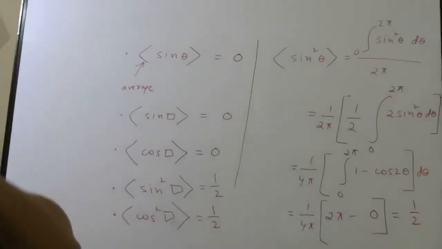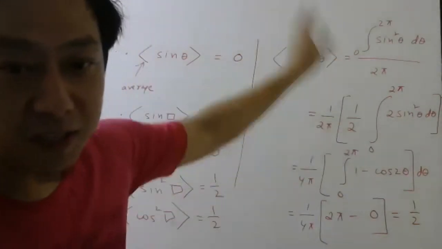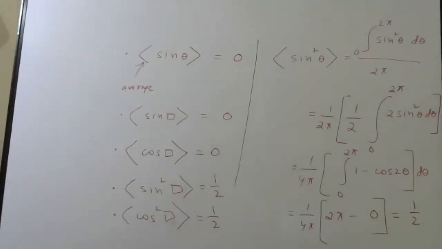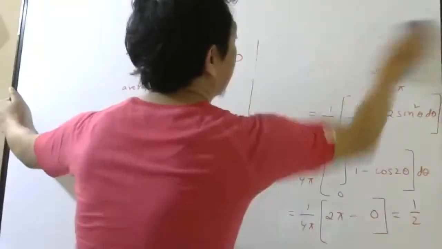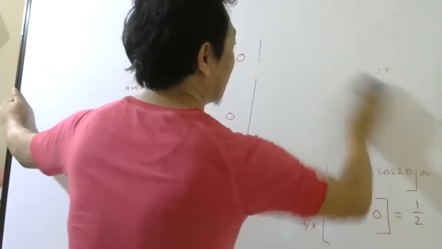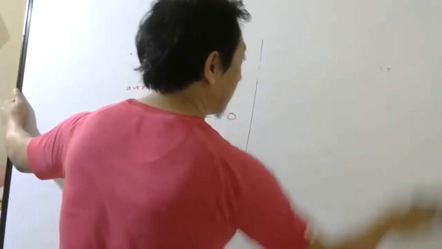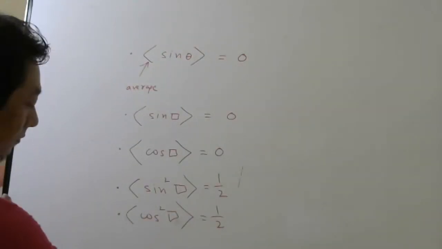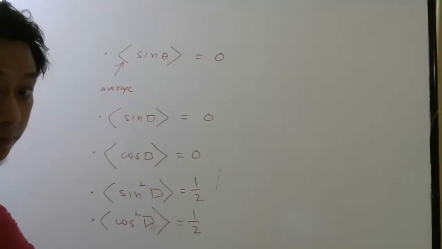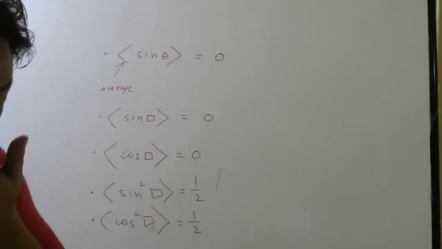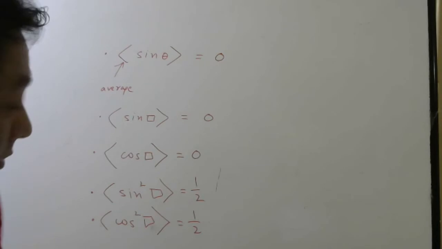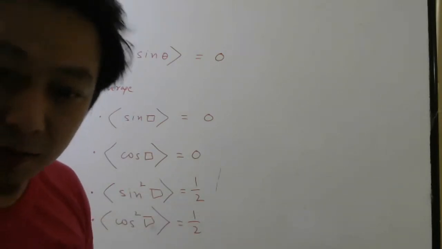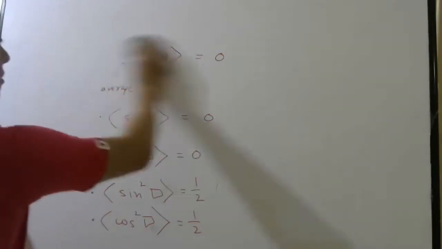So if you don't want to spend your time doing this integration, no problem. This you have to remember. Please write down, everyone. Done? This box can be any angle. I don't care. Theta, 2 theta, 3 theta, whatever theta you write.